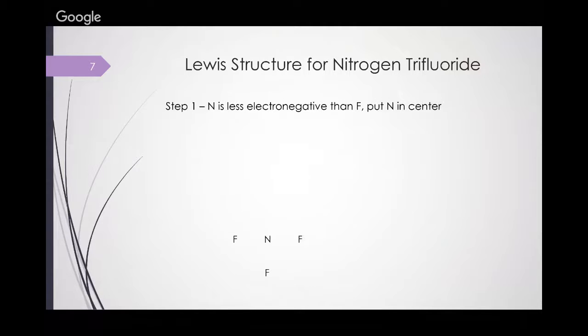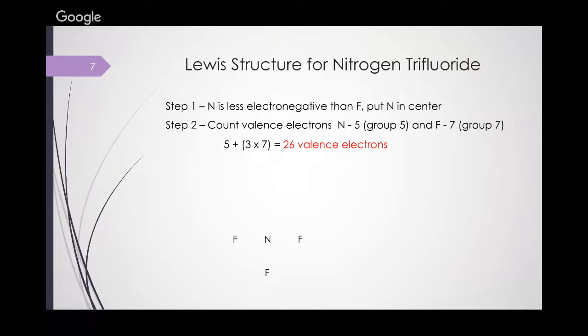So NF3, nitrogen trifluoride. I put nitrogen in the middle, surround it by fluorine, and do an electron count. Nitrogen brings 5, there's 1 of them. Fluorine brings 7, there's 3 of them. So 5 plus 3 times 7 tells me I have 26 valence electrons.